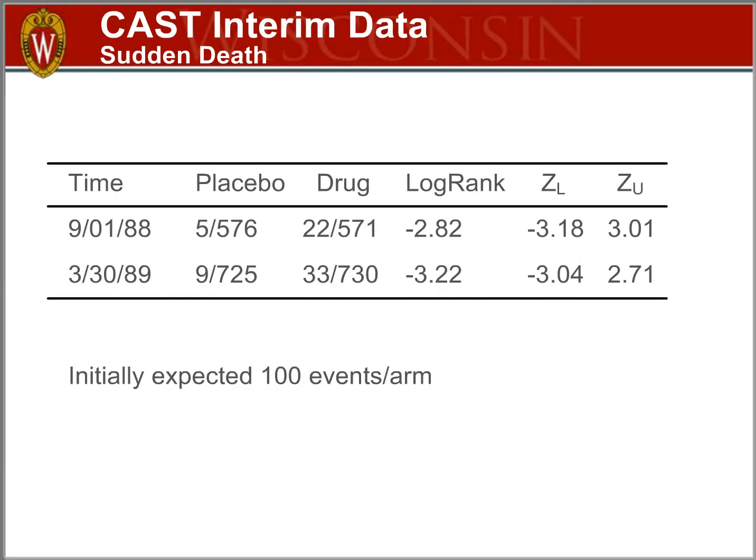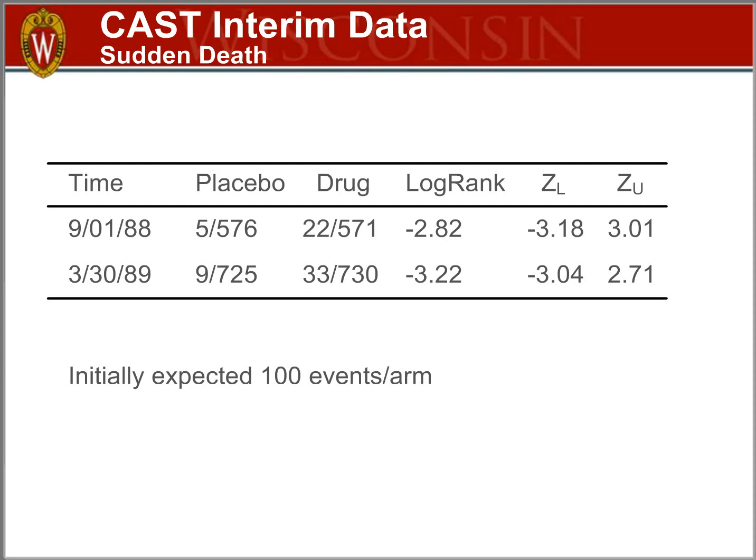I've listed here 2 examinations of the data that the Data Monitoring Committee had an opportunity to evaluate. The first was on September 1st of 1988. The second was on the 30th of March of 1989. I've listed the number of events at each of those meetings, as well as the log rank test statistic, and the boundary values that the sequential methods provided us.